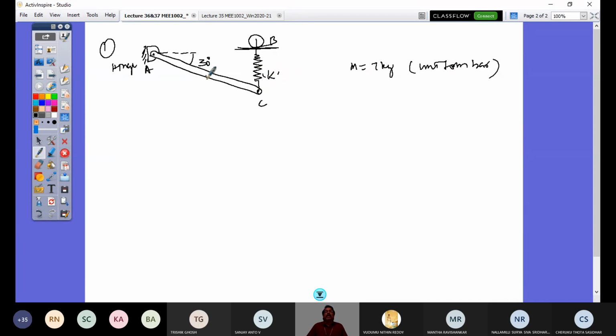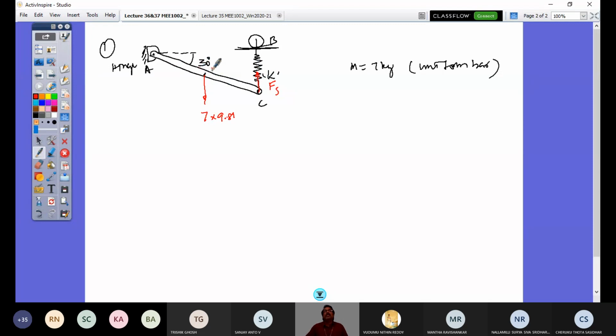So the weight would be acting at this point. That is 7 kg into 9.81 Newton. So 7 into 9.81 Newton. And what is the other force? The force that is coming from here, that is Fs, spring force. Other than that, there is an external couple that is also acting, right? Because this 7 kg and the spring stiffness would balance, and this orientation can be obtained.